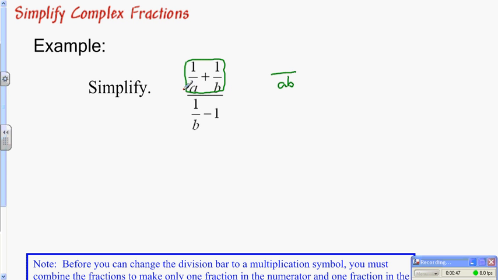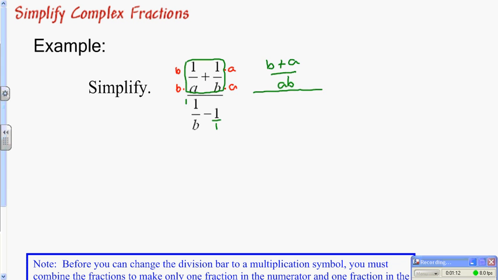We have A, so that's going to have to be multiplied by B. This one needs an A, so times A. We'll end up with B times 1 is B plus A times 1 is A. That is now one fraction in the numerator. The next one, we have 1 over 1.